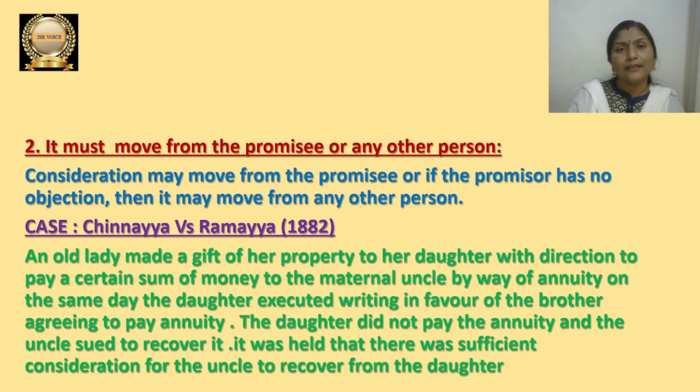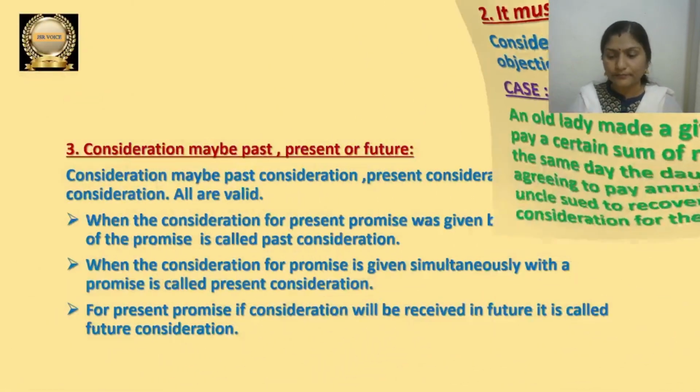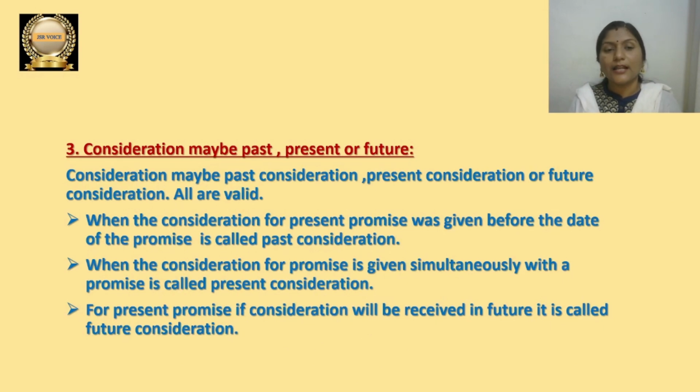So I think everyone understood this. Let us go to the next one. So the next one is consideration may be past consideration, present consideration or future. All are valid. So consideration may be past consideration, that is valid. Present consideration also valid. Future consideration also valid. All are valid. So let us discuss what is past consideration, what is present consideration, what is future consideration.